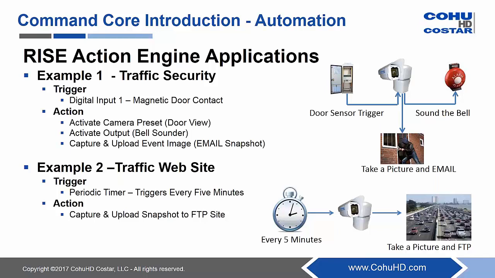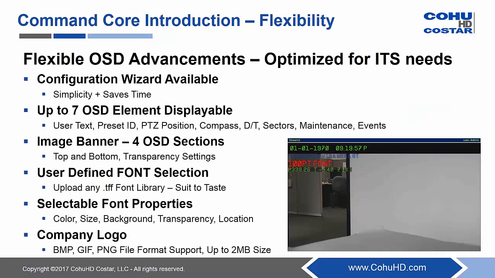Here's just a couple of examples of the Rise Action Engine in action. Example 1 would be a typical traffic security scenario where we would use one of the digital inputs to monitor the door of one of the 334 cabinets that has a large portion of electronics contained in it. And if someone opens the door, that would cause the camera to respond in an automated fashion. First thing you might have the camera do is go to the preset that would guide the camera to the actual 334 cabinet so that an operator could see who is there.